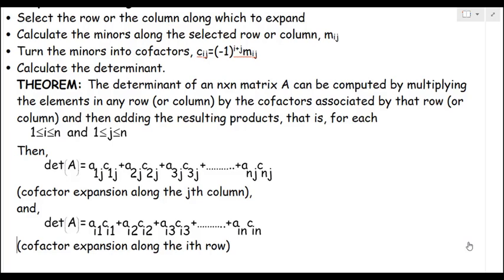With that, I mean the determinant of A is equal to a1j multiplied by C1j plus a2j multiplied by C2j plus all the way to anj multiplied by Cnj for cofactors expanded along the jth column, and the same determinant is equal to ai1 multiplied by Ci1 plus ai2 multiplied by Ci2 plus all the way up to ain multiplied by Cin for an expansion along the ith row.